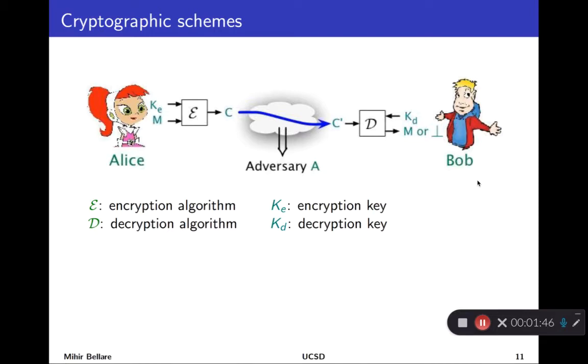Whatever it is, Bob puts it through a corresponding decryption algorithm, which also operates under the influence of a key called the decryption key, and gets something back. And ideally, that's the message that Alice sent, but perhaps the box will say, no, I think something went wrong and someone tried to modify this. So I'm just going to tell you that by returning a special symbol called bot.